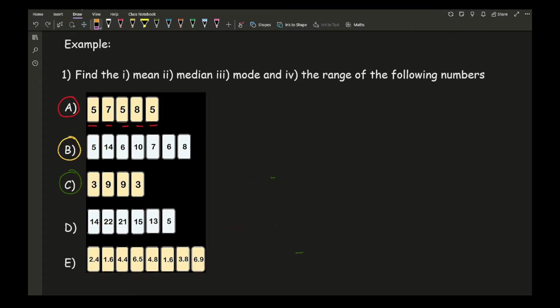So with question D here, again it's dealing with an even number of data. So again, let's use a different color pen. So here, let's look at D. So the mean, again, if I add up all of those numbers, I'm going to get 14 plus 22 plus 21 plus 15 plus 13 plus 5 gives me an answer of 90. So I'm going to do 90 divided by, how many numbers have I got? Well, I've got 6. And 90 divided by 6 gives me an answer of 15.